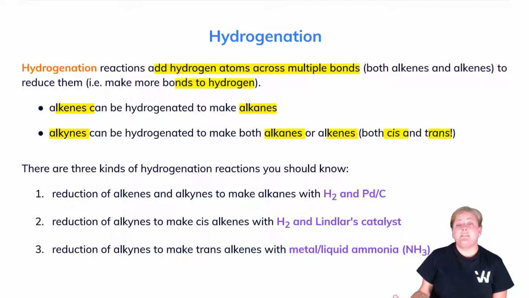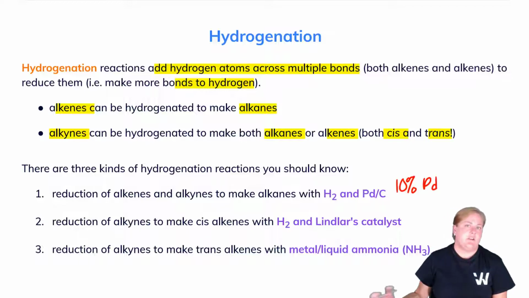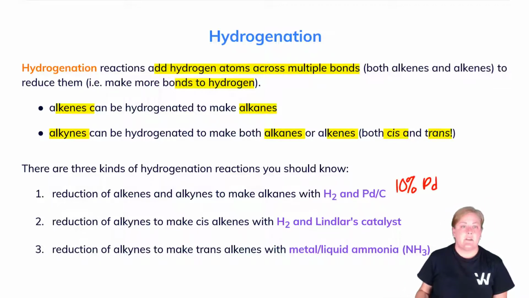Pd/C. What this is is solid carbon, which is actually what's in the tip of your pencil, graphite, with palladium suspended within, typically 10% palladium, and you might see that written sometimes in your textbooks or in your notes. So this uses palladium on carbon as a solid catalyst and hydrogen gas, or H2. Using hydrogen and palladium on carbon leads to the reduction of both alkenes and alkynes all the way down to their most reduced form, which is the alkane.